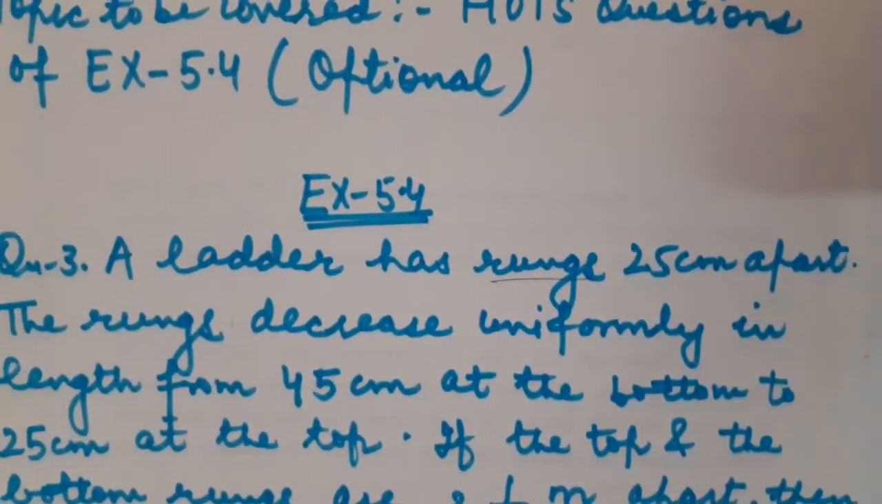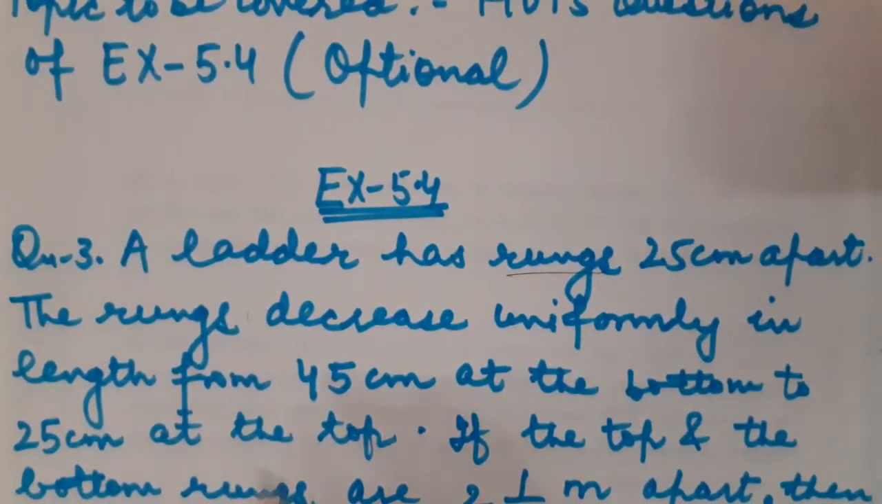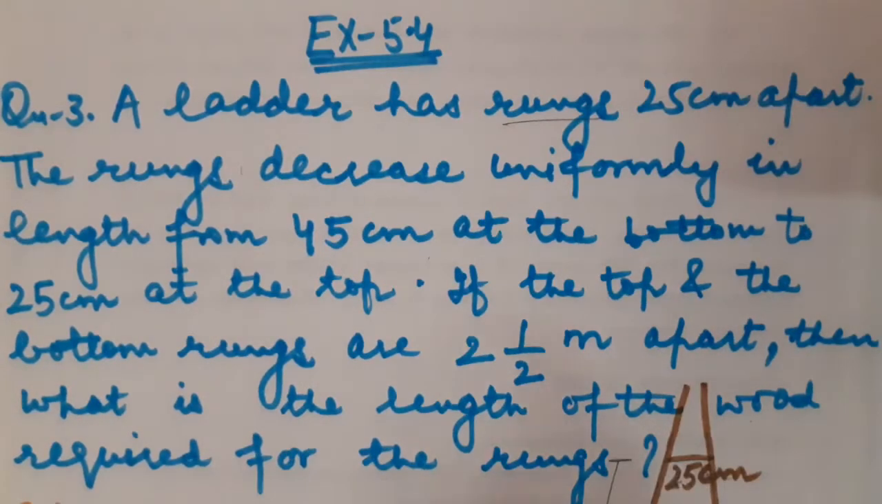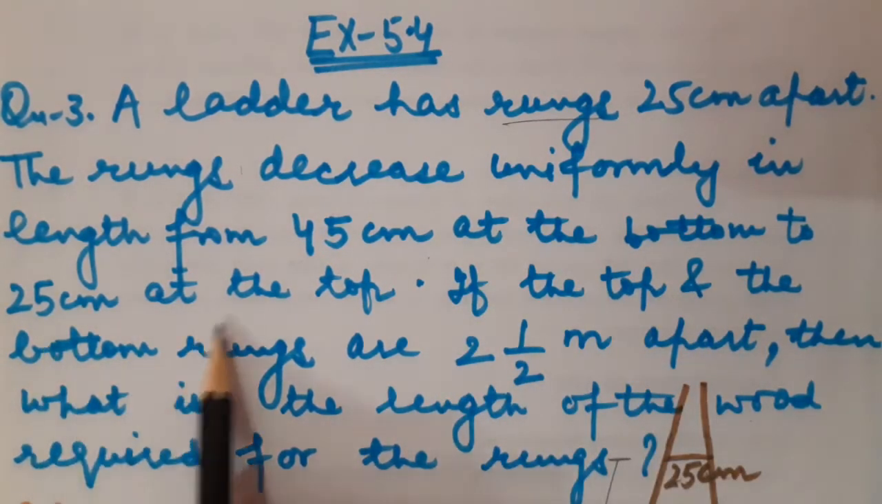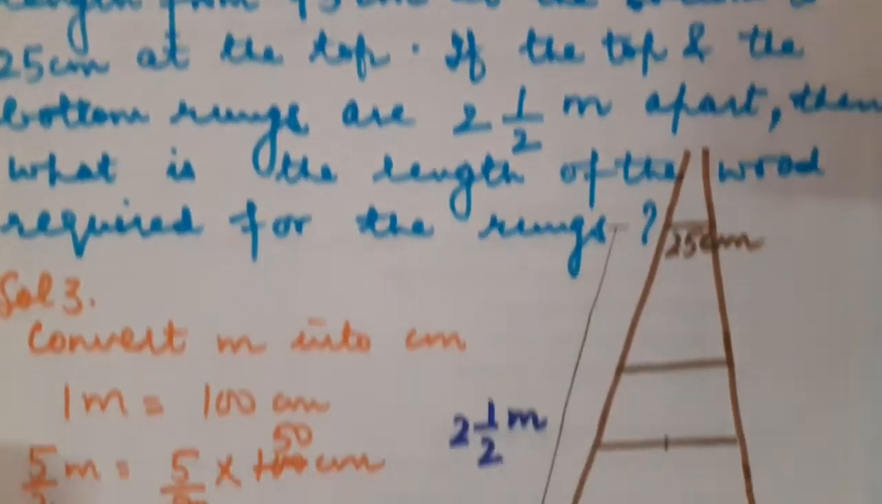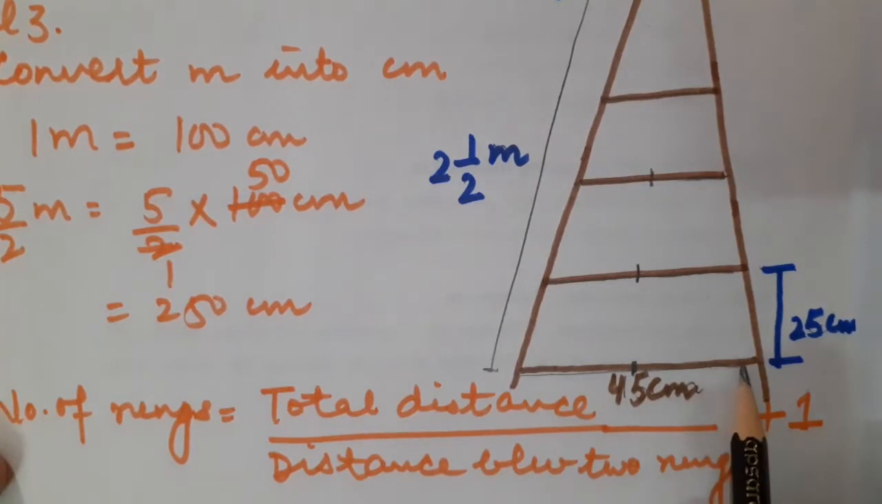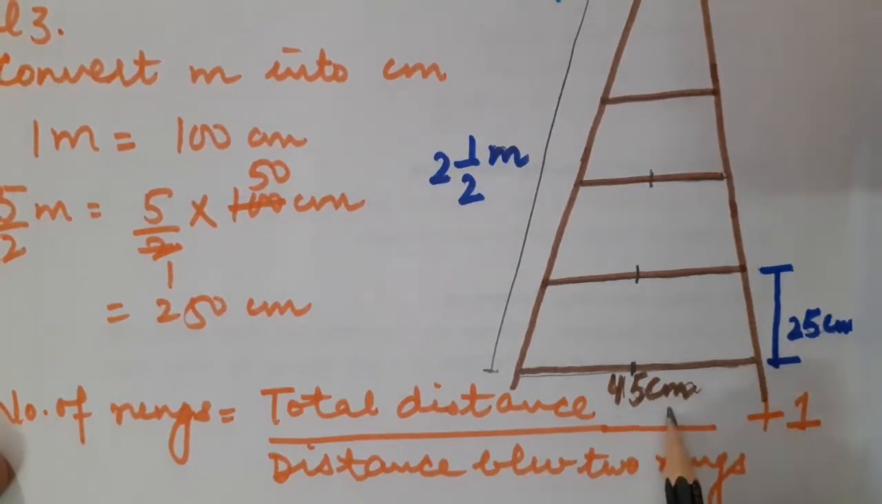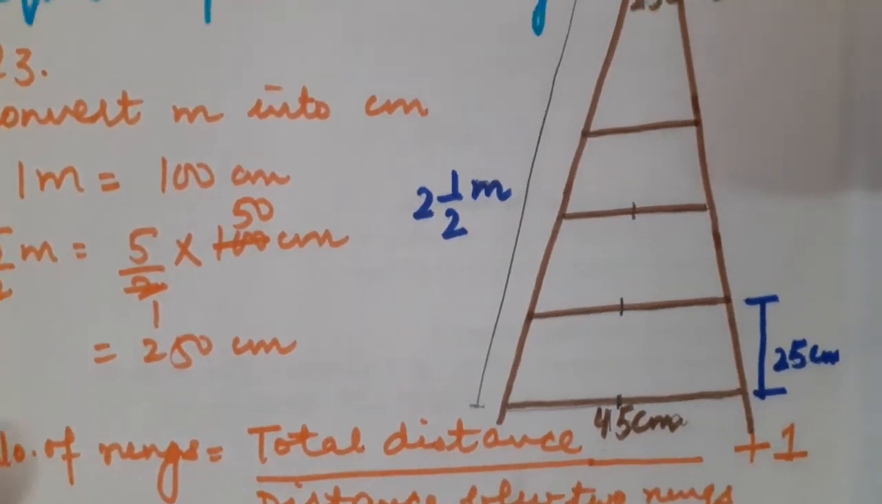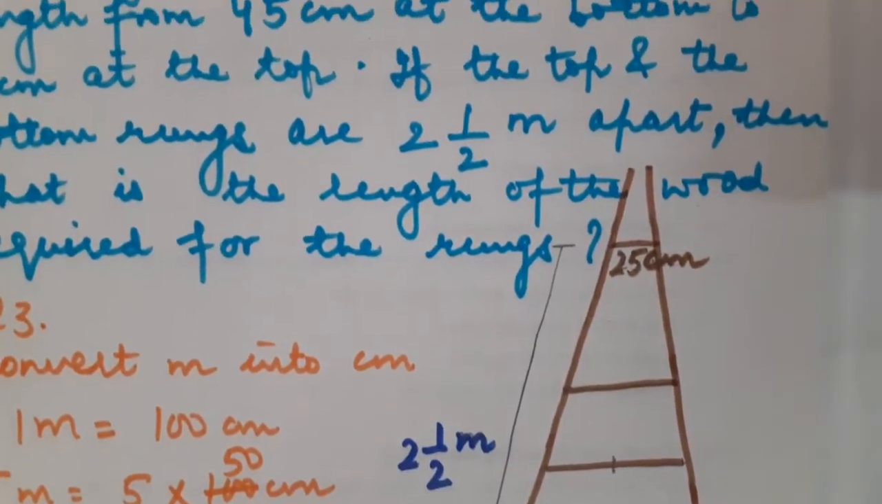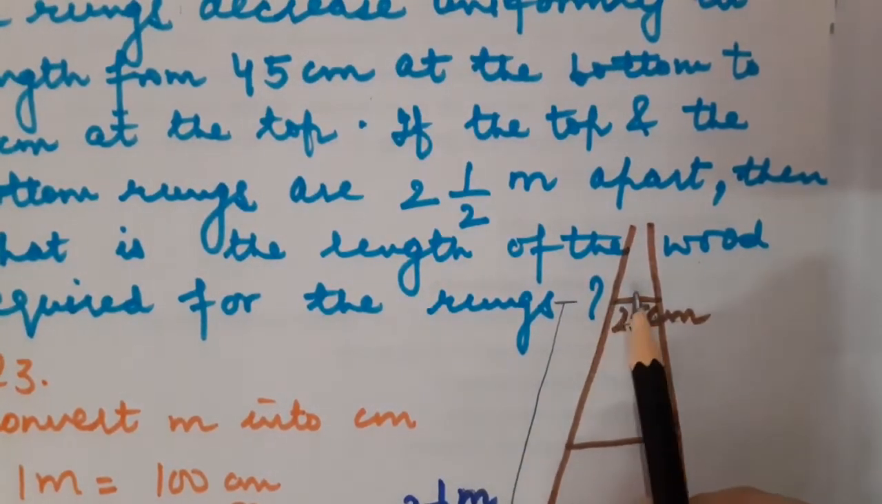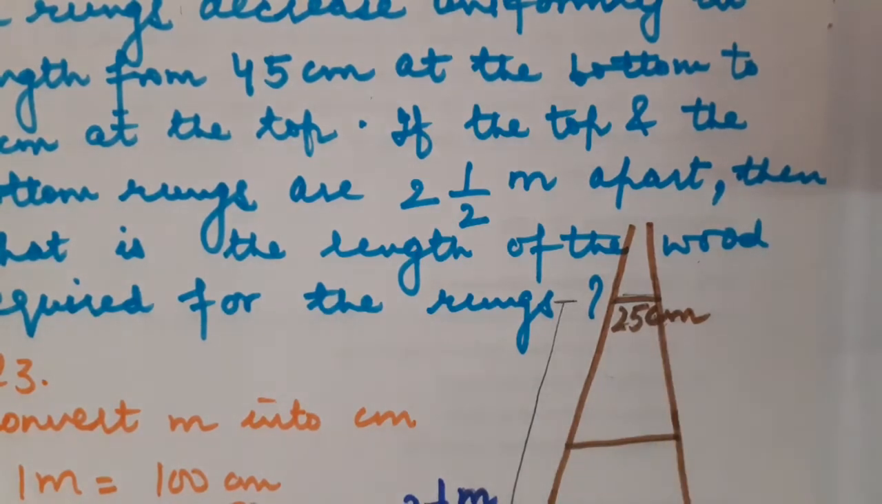Now, the rungs decrease uniformly in length from 45 centimeter at the bottom to 25 centimeter at the top. Please have a look at this diagram. What is the length of the very first rung? The bottom rung is 45 centimeter, and of course the length of the rung is going to be reduced, and what is the length of the topmost rung? That is 25 centimeter. Correct?